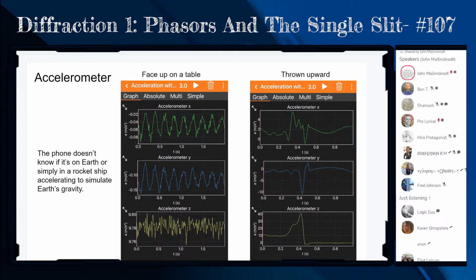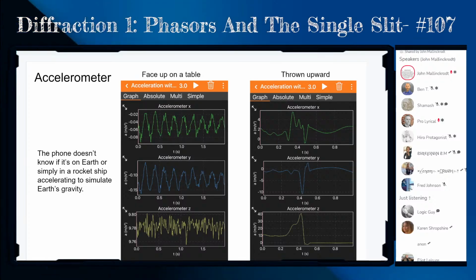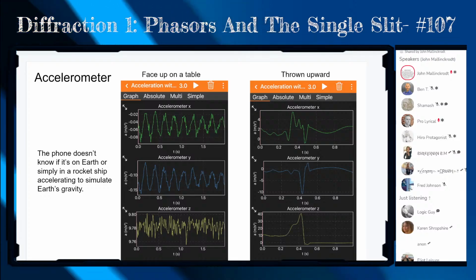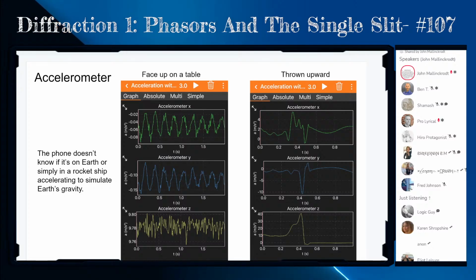I want to show that here. I'll just show you a couple things I did with it, and then we can talk about it. First of all, I took the accelerometer, which is a 3-axis accelerometer. It tells you what component of the current acceleration is in the x, the y, and the z direction, as we discussed on slide 3. I just took the phone, put it face up on a table, and recorded the acceleration for a couple of seconds.